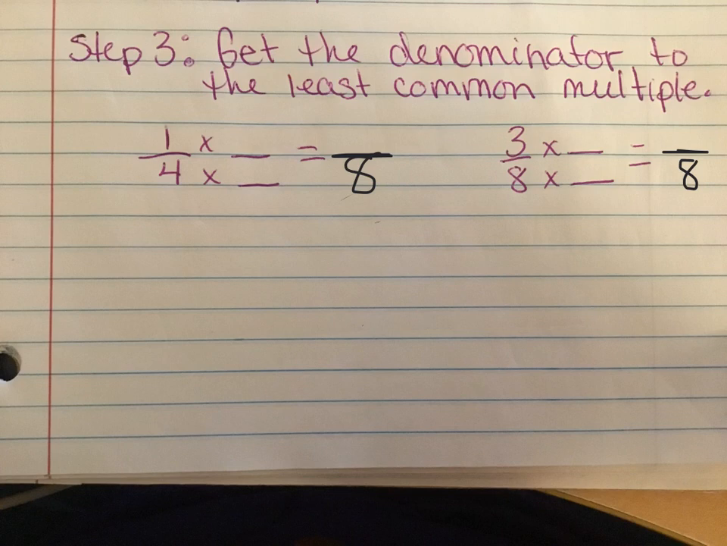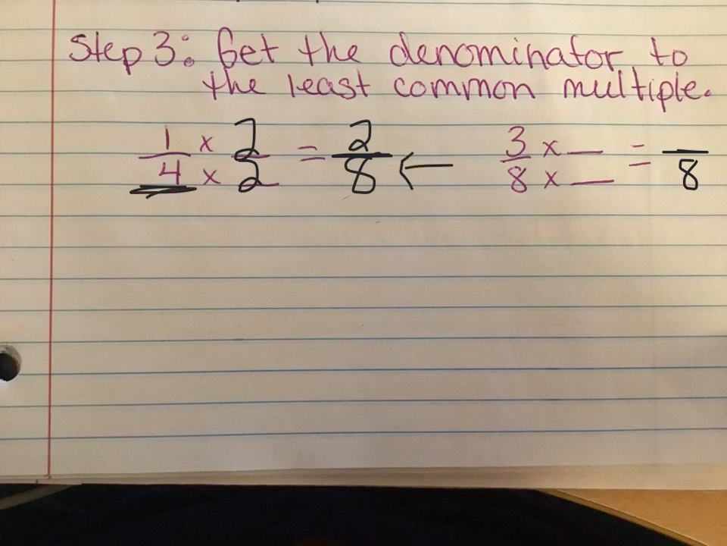So 4 times what equals 8? It's okay, get your multiplication strips if you need to, or you can look back at the multiple chart that you just made. Your multiple chart is going to tell you 4 times 2 is 8. What we do to the bottom, we have to do to the top. So we multiply on the top. 1 times 2 is 2, and we have an equivalent fraction to 1/4 that has 8 on the bottom.